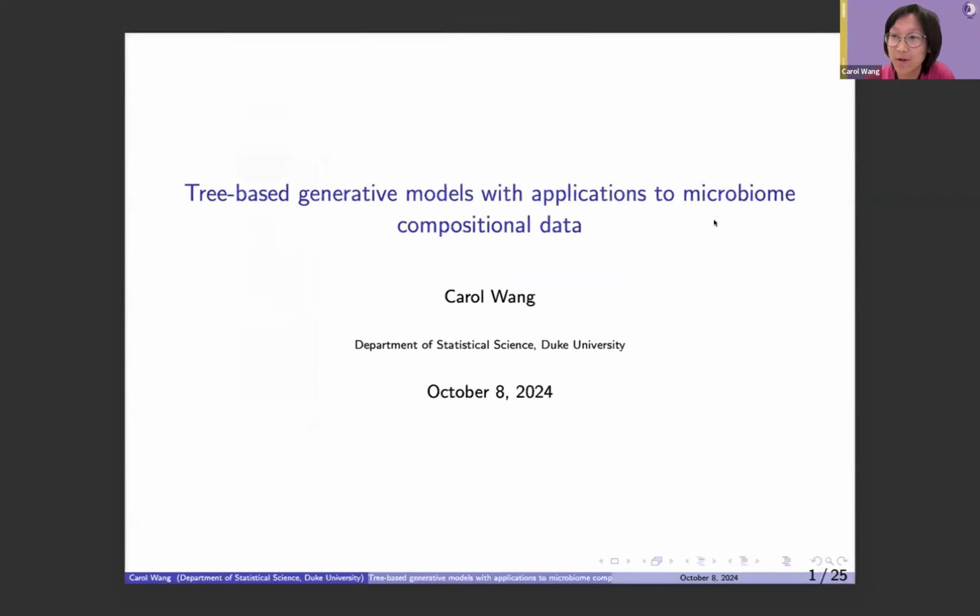All right. Yeah, so I'm very happy to present my work on tree-based generative models with applications to microbiome compositional data. And also, I do want to mention this is a joint work with a lot of awesome people, including my advisor at Duke and also our previous Duke Stats alumni.